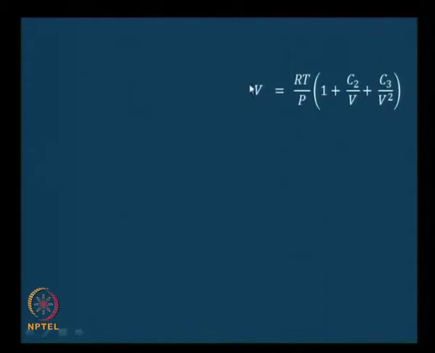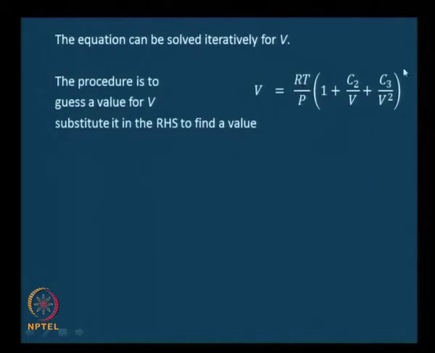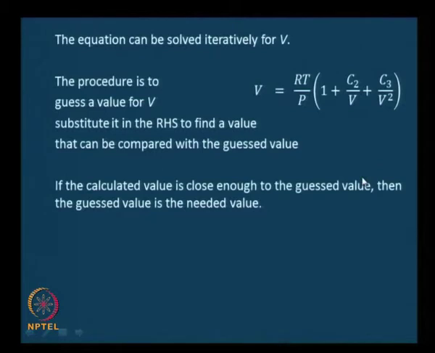And to do that, we replaced Z by PV by RT, which is the definition of Z, and thus we got V on the left hand side and this on the right hand side. To solve iteratively for V, the procedure was to guess a certain value of V and substitute it into the right hand side to find its value, then compare that value to the guessed value, or in other words take the difference. If the calculated value is close enough to the guessed value, close enough being the operative word here, then the guessed value was the needed value.